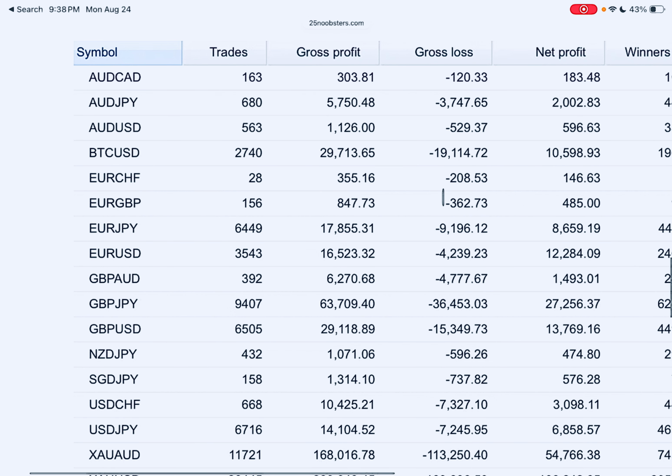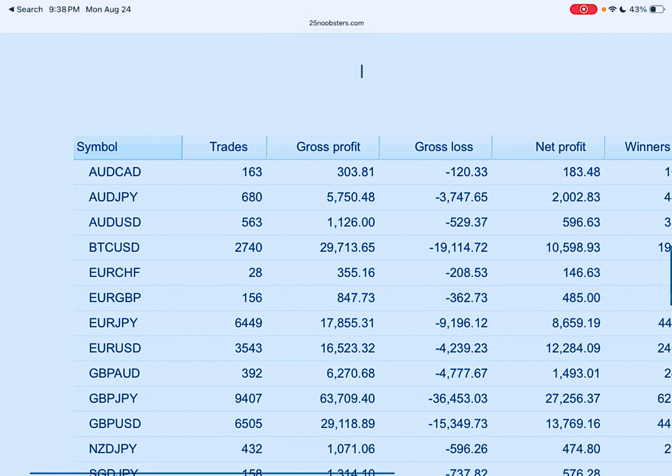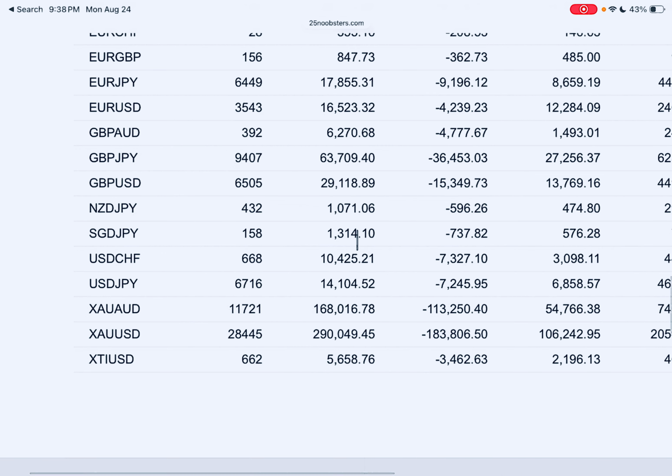But gross profit and gross loss is where you can really understand what is the ratio between profitable trades and losing trades. Here, profitable trades make 303, while losing trades are making 120. So this is the actual comparison of gross loss versus gross profit. There we can actually understand the ratio between losing and winning trades. So if somebody says I have 80% accuracy, it means 80 to 20 should be the ratio of gross profit to gross loss.